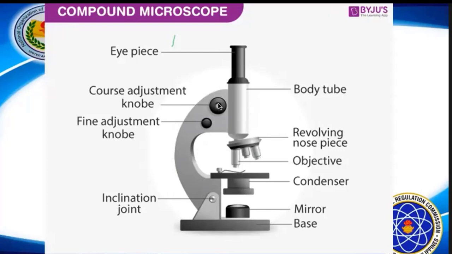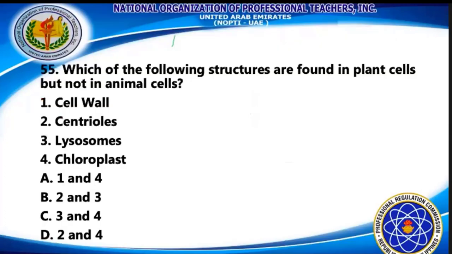So hopefully, lahat nakahawak na ng microscope. 55. Which of the following structures are found in plant cells but not in animal cells?